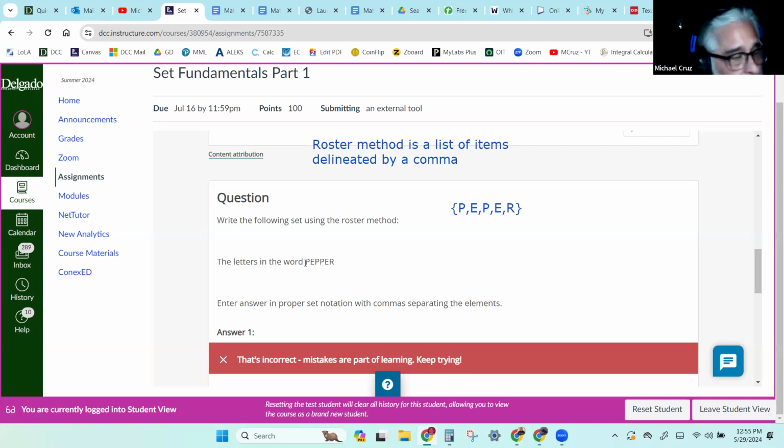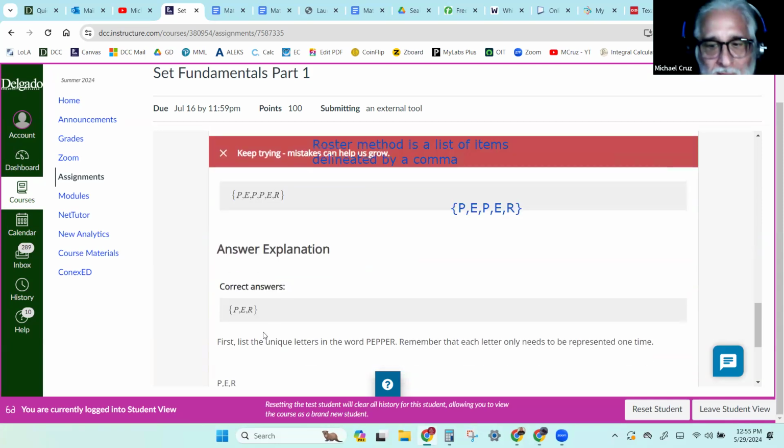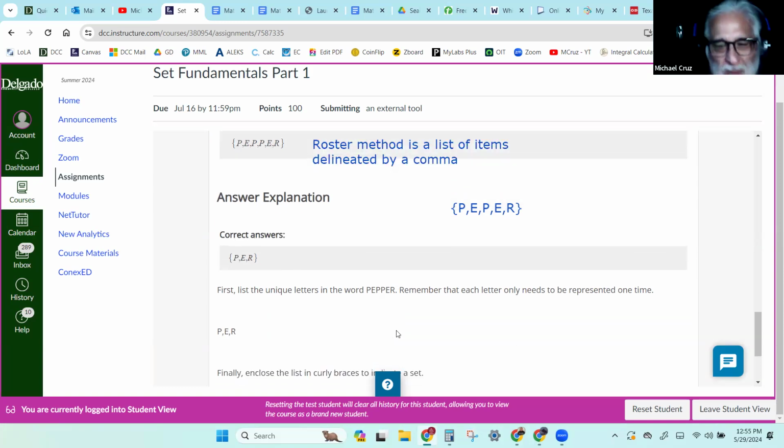What I told you was correct. We don't repeat things, but we got 3 P's in there and 2 E's. So the only thing that exists in there that's unique is P, E, and R, because pepper has 3 P's, but we only need one of them, has 2 E's, but we only need one of them, and 1 R, which we'll use that one. We'll get a little bit more on that. I know it kind of seems crazy.